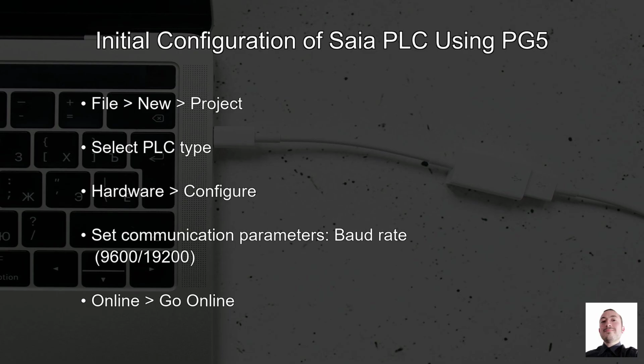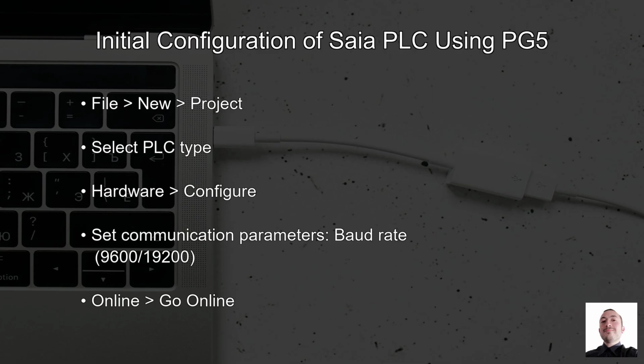To start configuring your Saia PLC using PG5, you need to launch the software and create a new project. Navigate to File, then New, and select Project. Name your project and choose the appropriate PLC type from the list. Once your project is created, go to Hardware and select Configure. This is where you'll define your PLC settings.